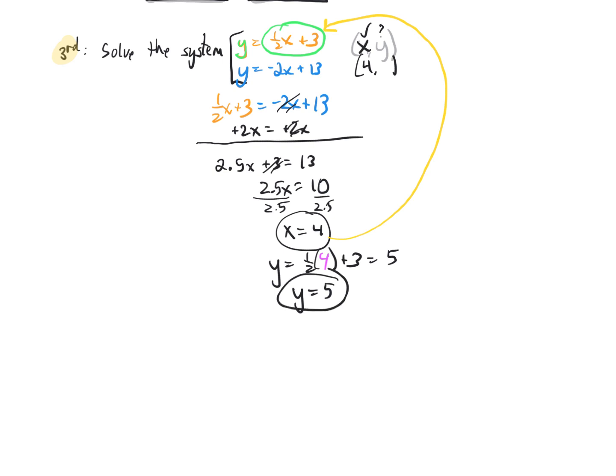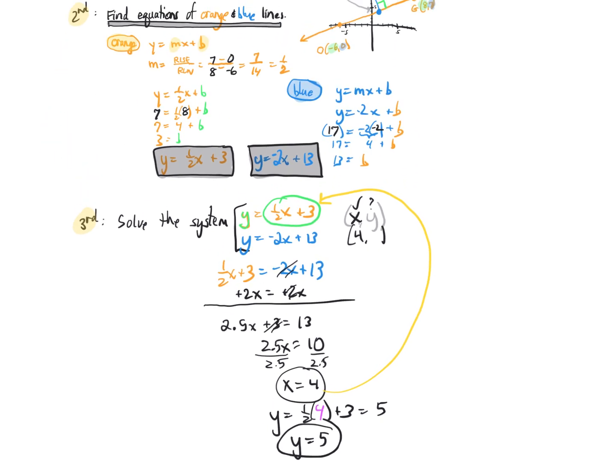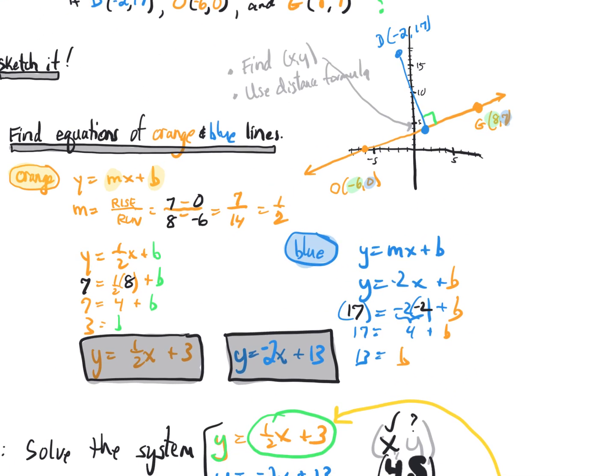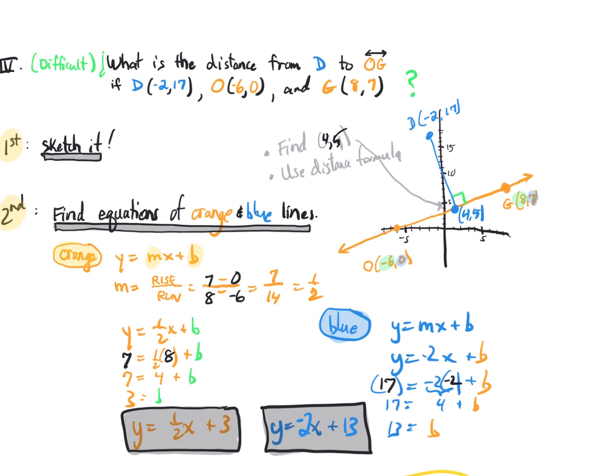What have we just found after all this work? We have now found that x is 4 and y is 5. This point is 4, 5. Which means now we can find the distance, the one that they asked for, the distance from D to line OG. It'll be the distance from negative 2, 17 to 4, 5.